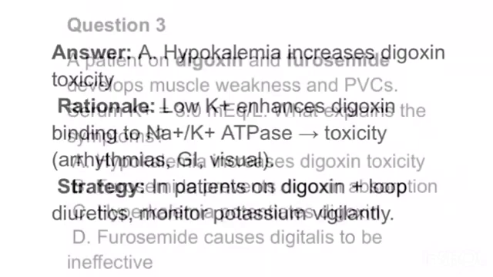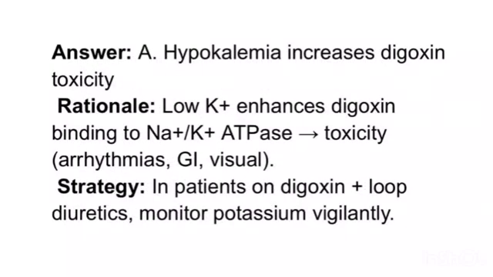Answer: A. Hypokalemia increases digoxin toxicity. Rationale: low K+ enhances digoxin binding to Na+/K+ ATPase, causing toxicity, arrhythmias, GI and visual symptoms. Strategy: in patients on digoxin plus loop diuretics, monitor potassium vigilantly.